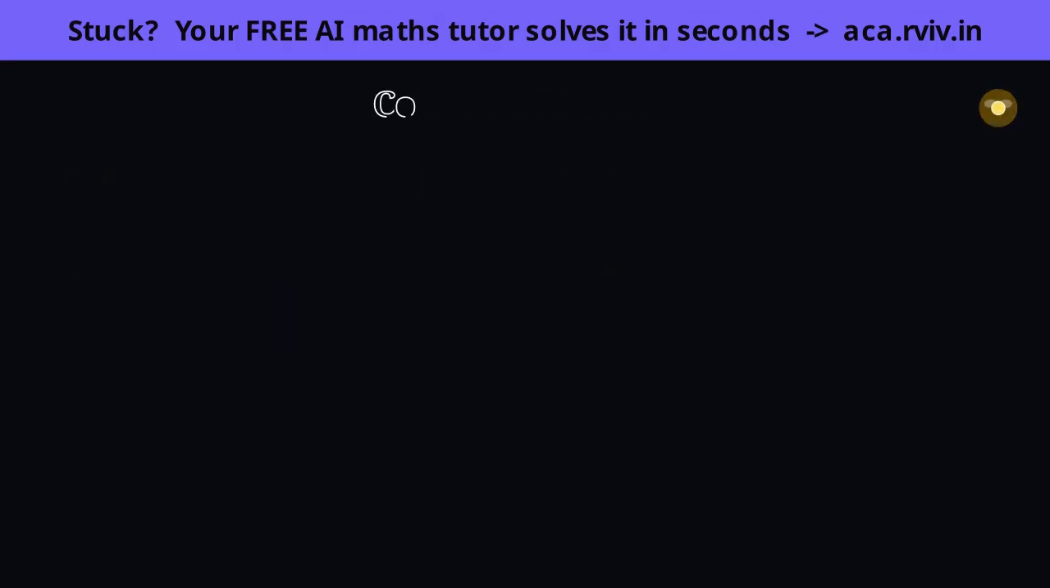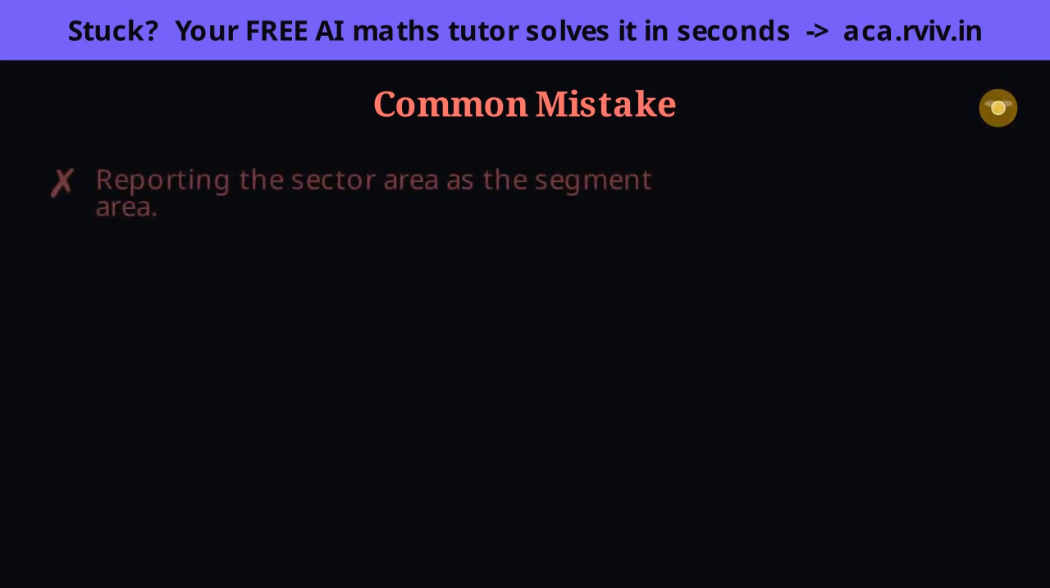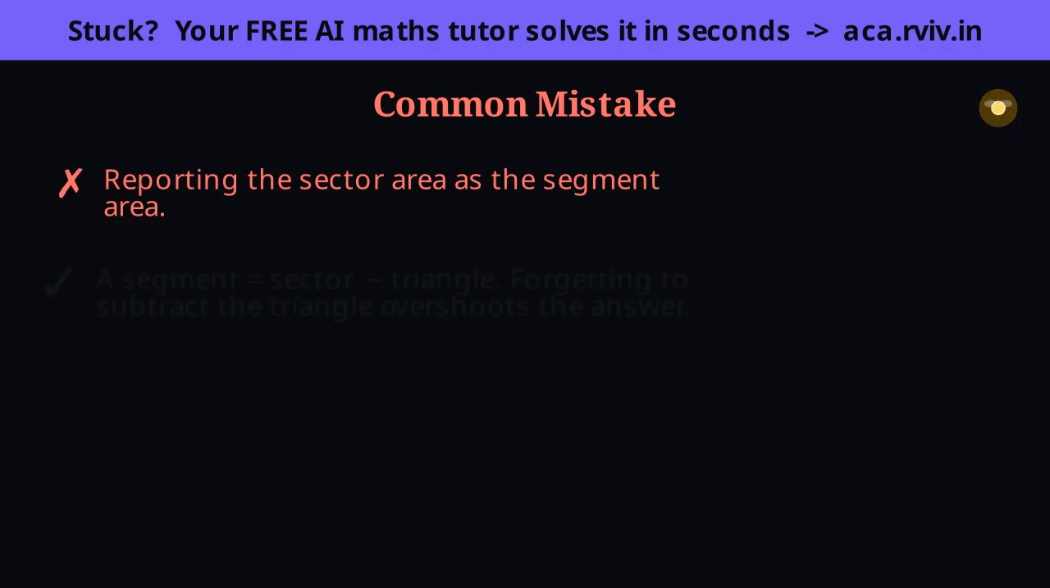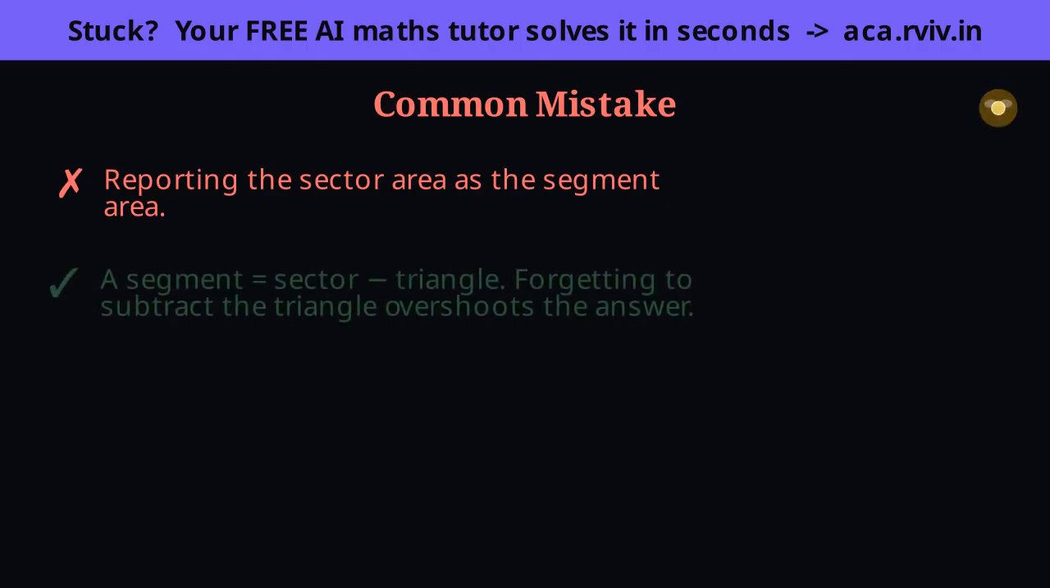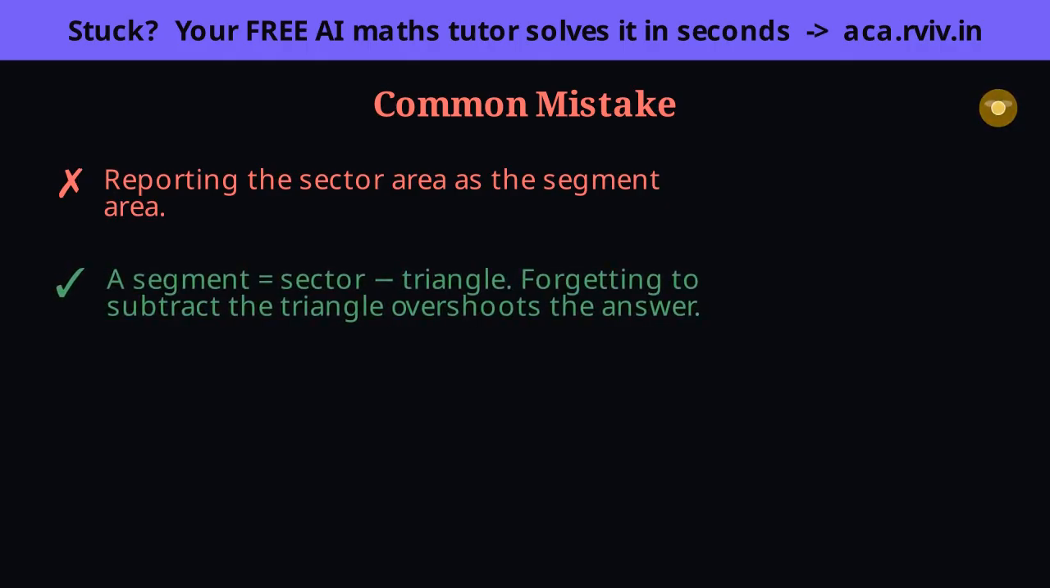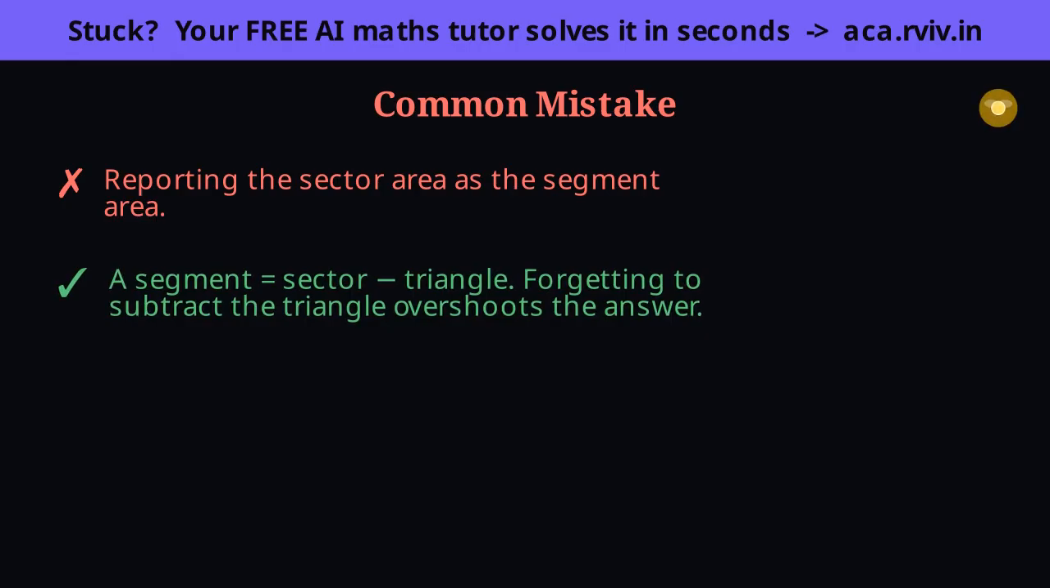The other big trap: stopping at the sector when the question actually asked for a segment. Remember the picture. The segment is only the curved cap beyond the chord, while the sector is the whole pie slice including the triangle. So the segment is always the sector minus that triangle between the two radii. Skip the subtraction and your answer overshoots by exactly the triangle's area. The fix is a reading habit. Circle the words sector or segment before you start, so you know whether a triangle still needs removing.